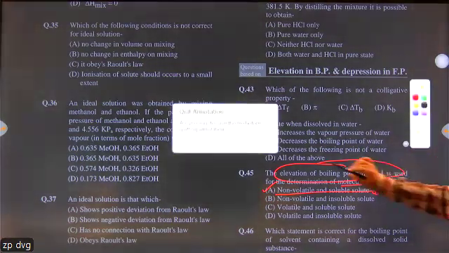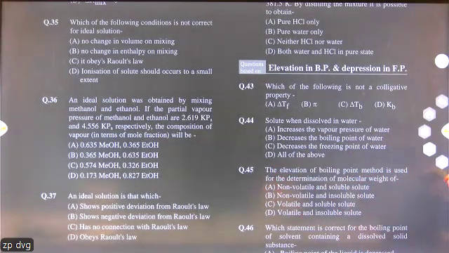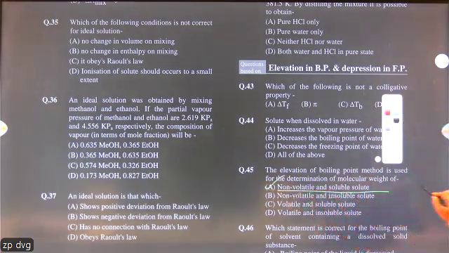So therefore the correct option for 45 is which one? Option A is the correct answer. Option A is the correct one for question 45.